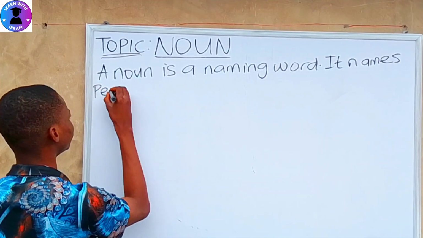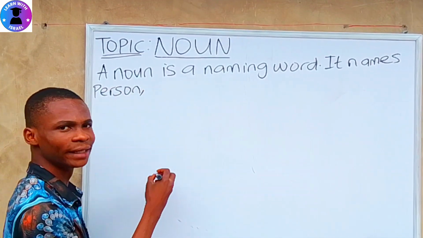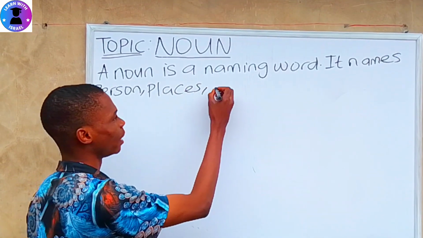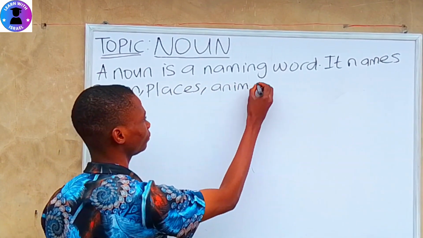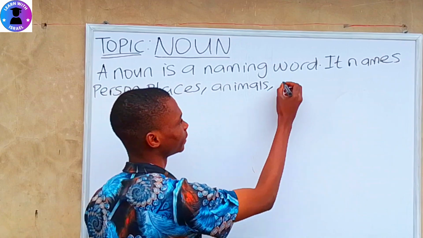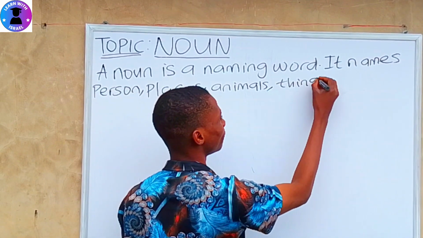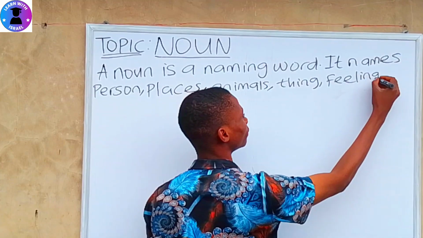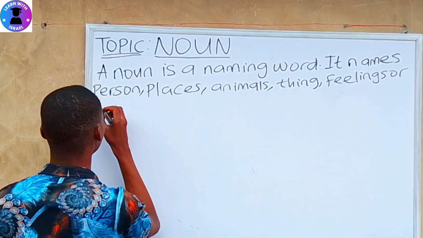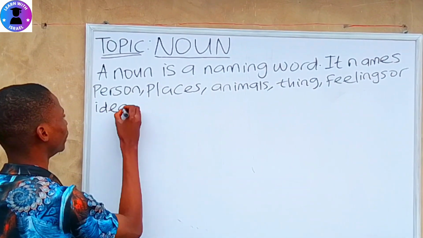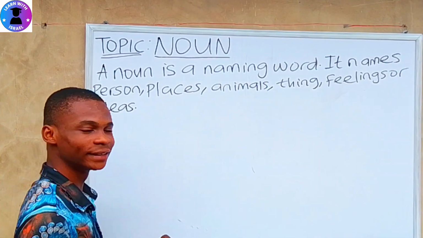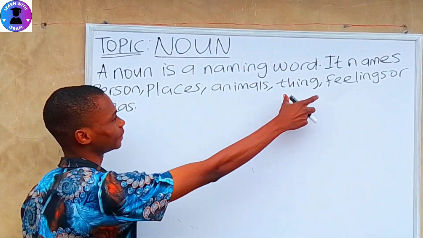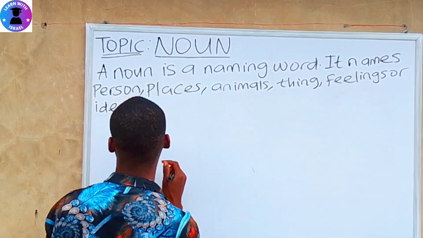person, places, animals, things, feelings, or ideas. A noun is a naming word. It names person, places, animals, things, feelings, or ideas.